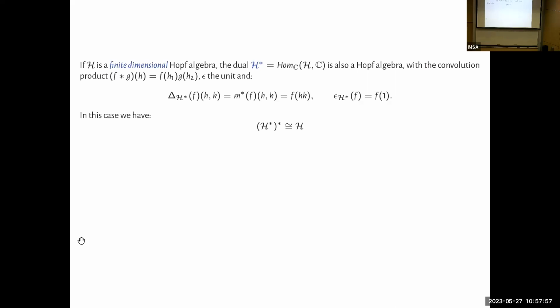And in this case, I mean finite dimensional Hopf algebras, we have the following result. If we take the dual again, we will recover the original. So we have a good duality for finite dimensional Hopf algebras.